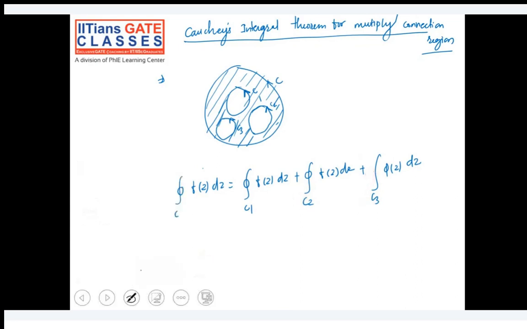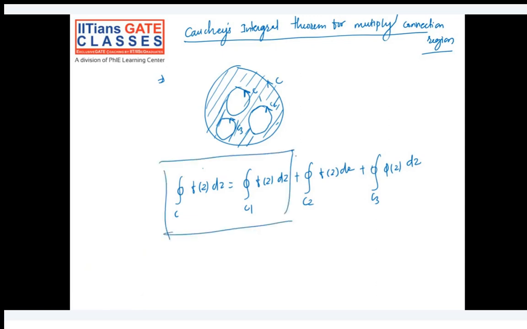Previously we studied this part only, but now we are adding these two more integrals to it because here two more circles we are adding. Previously we just studied C and C1 and this shaded area, but now we have two more circles, so that is why the updated formula will look like this. So this is about the Cauchy's integral theorem.